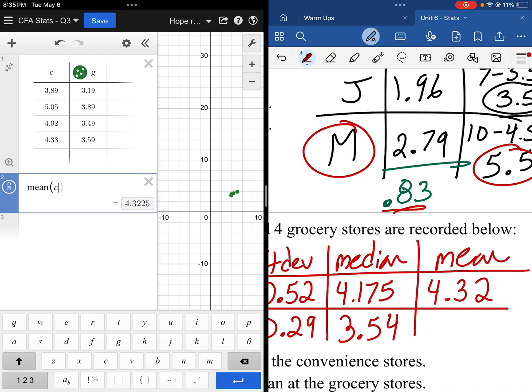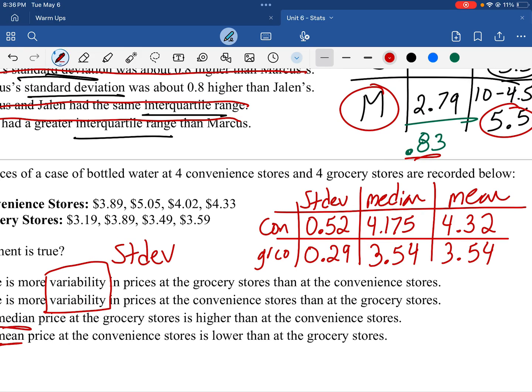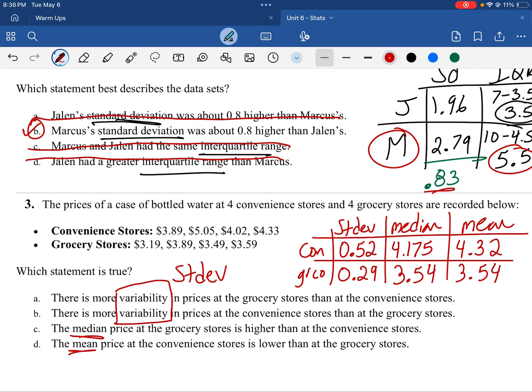4.32. Most of y'all here are just going to use X1 and Y1, and that is totally fine. If you want to change it to C and G like I did, that's totally fine too. It's not going to make a difference. So I'm going to take my C out, put the G in, and so we get 3.54.